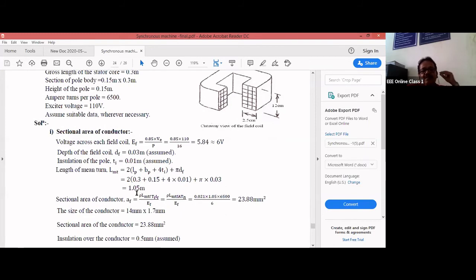What I got? Length of mean turn is 1.05 meter. Once you find out the length of mean turn, I can calculate the cross section area of the conductor. A is equal to rho L_MT T_F I_F over E_F. So substitute here 0.02 into 1.05 into 6500 into 6. So what you got here is 23.88 mm square.